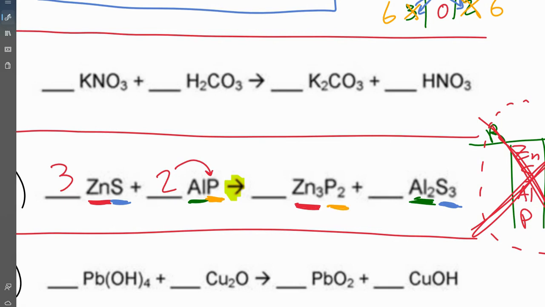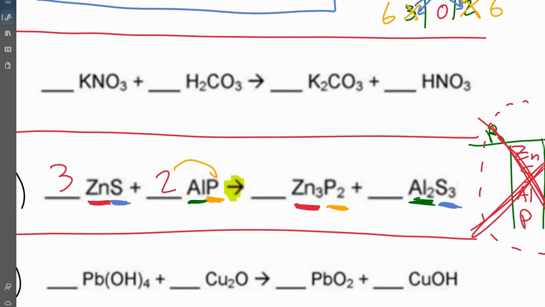So on the left, there's 2 phosphoruses. On the right, oh, there's 2 phosphorus. That makes it nice and easy. We don't have to do anything if there's 2 and 2. Okay, last thing to do is just double check. So 3 zincs, 3 zincs. Perfect. 3 sulfurs, 3 sulfurs. 2 aluminums, 2 aluminums. 2 phosphorus, 2 phosphorus. Perfect, and we are done.